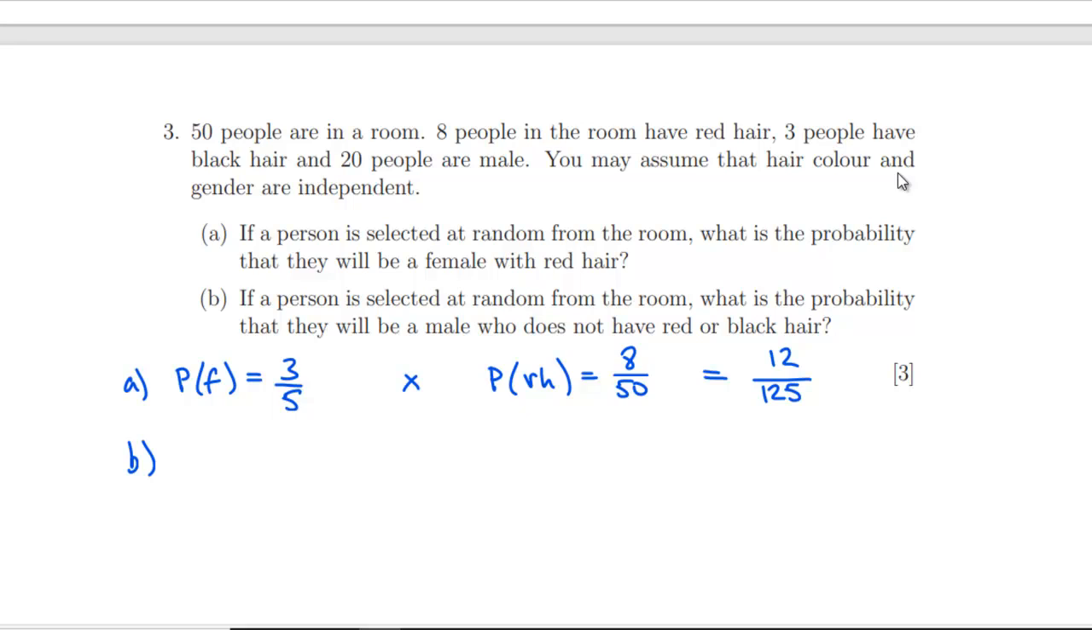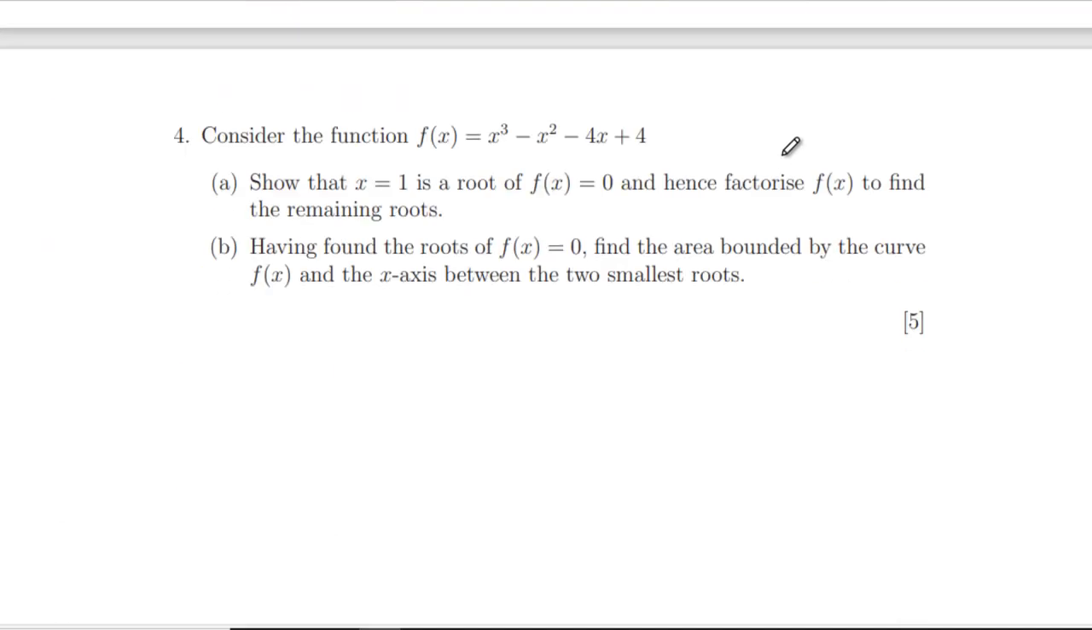If the person is selected at random from a room, what's the probability they will be male who does not have red or black hair? So we need 2 over 5 multiplied by 11 who do have red or black hair. So it will be 39 over 50. So we can cancel that with, make that a 25. So we've got 39 over 125. Right, that was another straightforward question. They've been very kind to us in this first part here. I'm sure it will start kicking off in a minute.